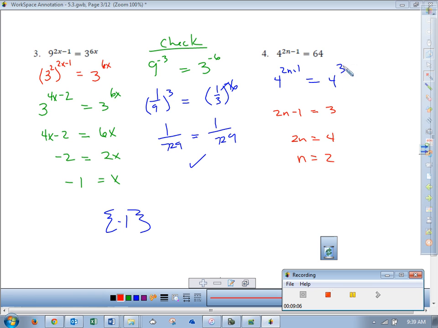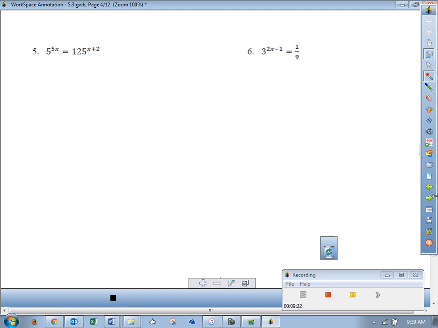64 can be rewritten as base 4. It's 4 cubed. Solve for n equals 2. Substitute back in. This turns out to be 4 cubed right here. And that definitely is 64, so it checks. And 2 is my solution. Awesome.